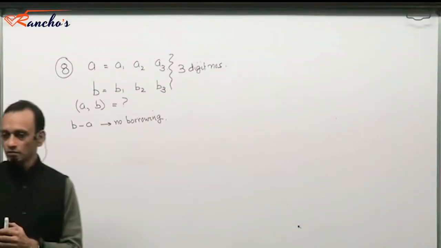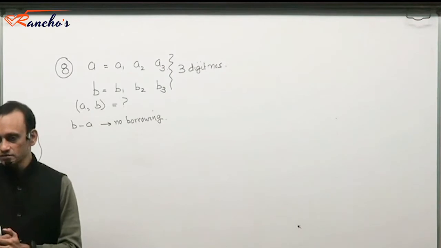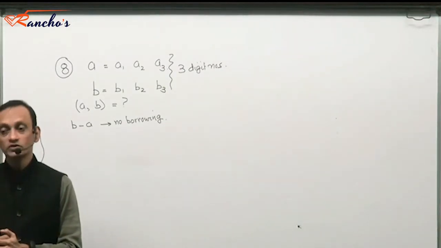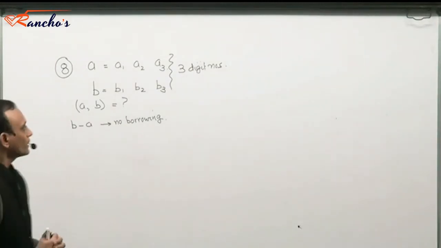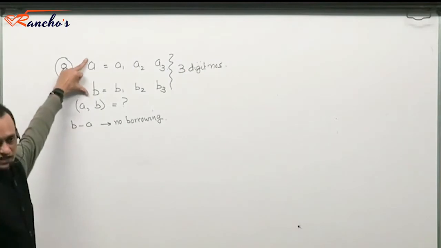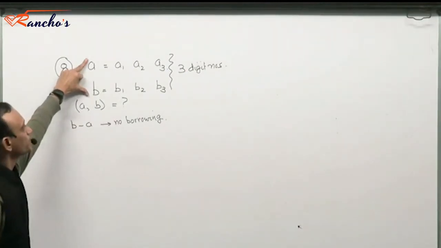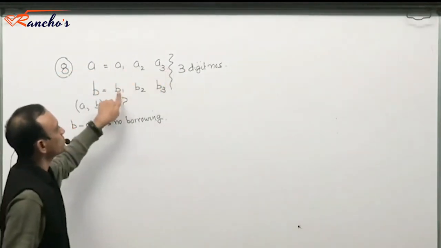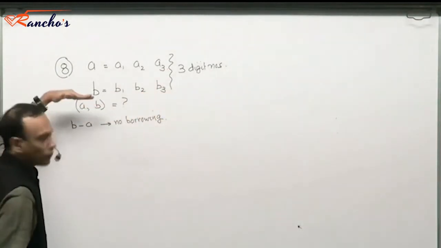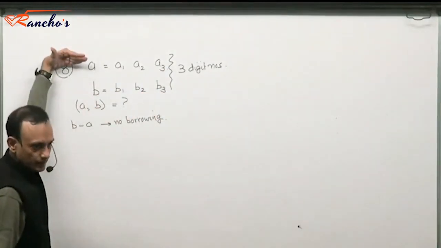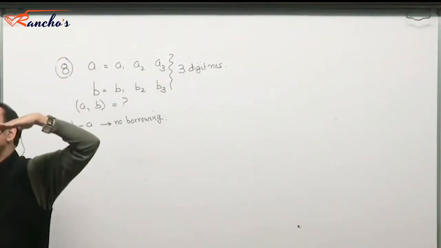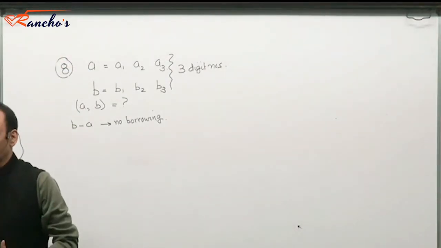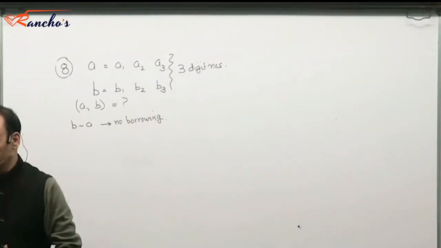Has anyone done something about it? What's your answer? 45 cubed. Let's see. I don't know the answer. We'll figure it out. So we have two 3-digit numbers, A and B, with digits A1, A2, A3, and B1, B2, B3. I want to be able to do B minus A digit by digit, and it should not involve any borrowing.